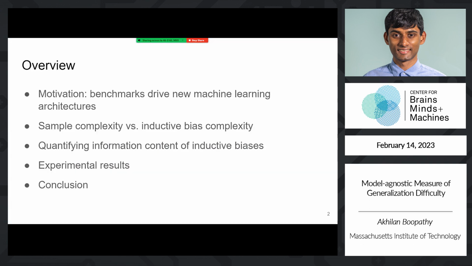Before going into the content of the talk, first I'll give the motivation for this project. Then I'll talk about the distinction between sample complexity and a concept I'll call inductive bias complexity, and I'll get into what that means later on. Then I'll go into how we can actually quantify inductive bias complexity. Finally, I'll go into our experimental results and conclude. I'm happy to take questions at any point.